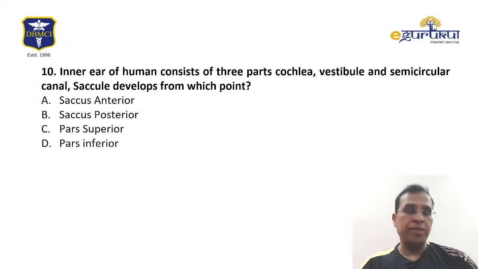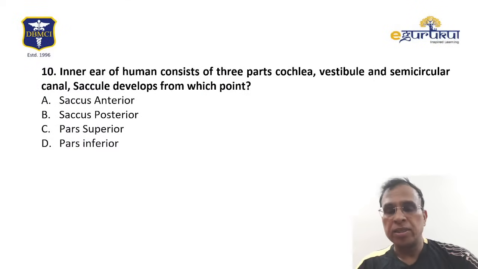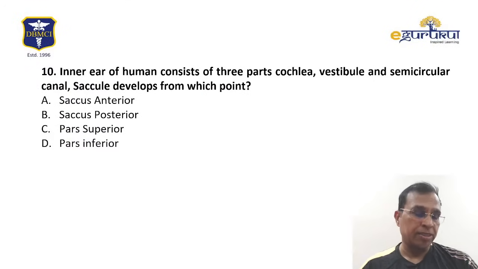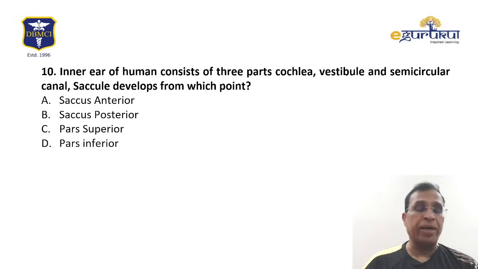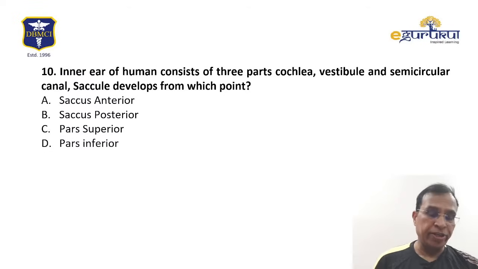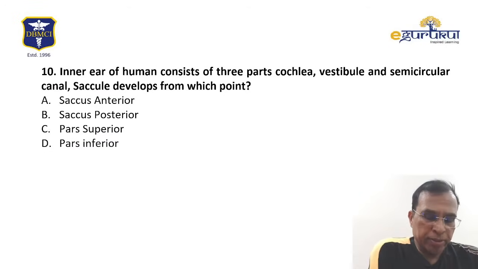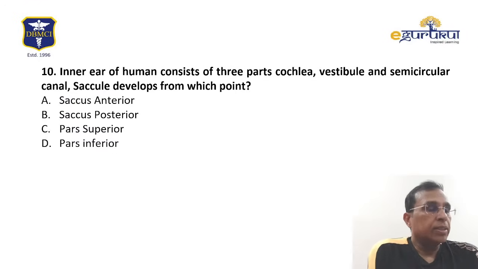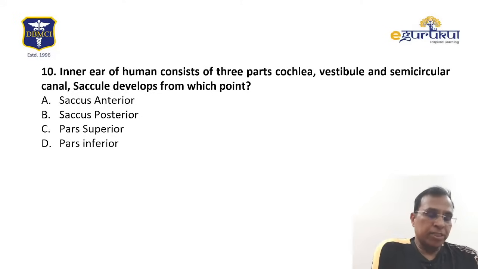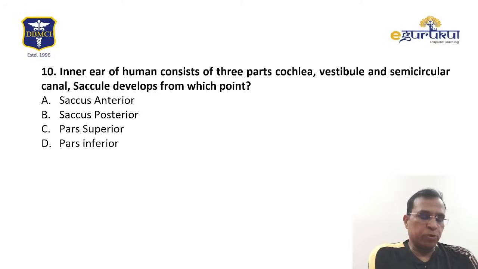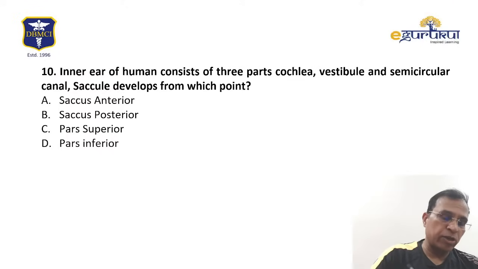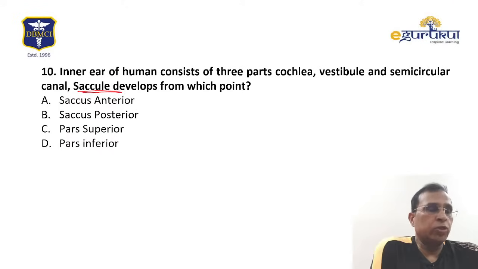The inner ear of humans consists of three parts: cochlea, vestibular and semicircular canals. Saccule develops from which of these parts? Saccus anterior, saccus posterior, pars superior, pars inferior. What do you think? What is your answer? Saccus anterior, saccus posterior. Saccule of the inner ear develops from. So what do you want to say about this?